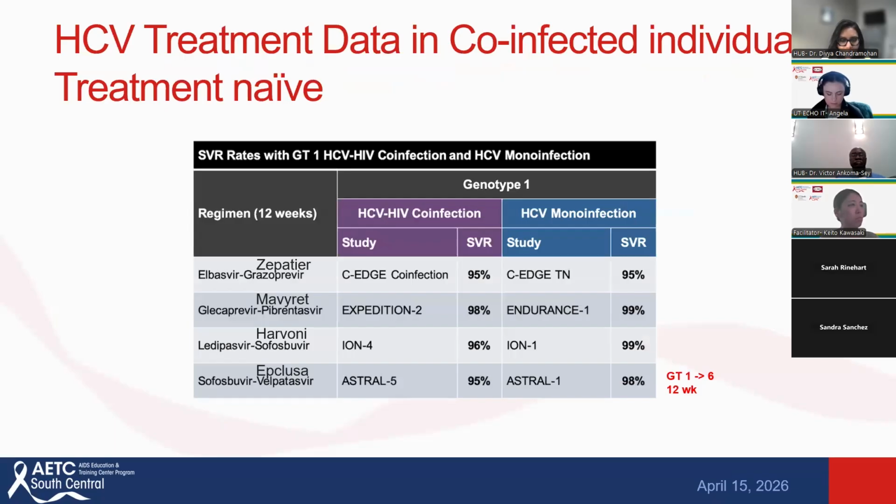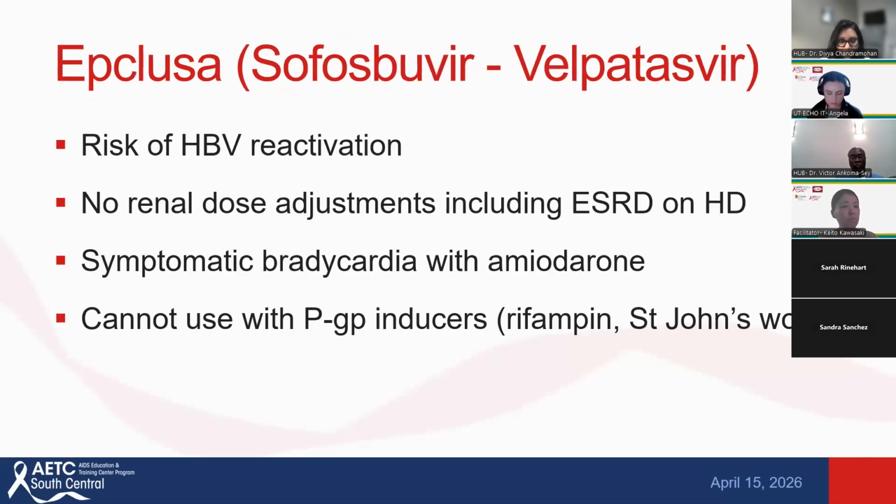And the last drug here is a pan-genotypic regimen, which can be used for any genotype, and it's also a 12-week regimen. Next slide, please. There is a risk of HBV reactivation, no renal dose adjustments, including ESRD on hemodialysis, symptomatic bradycardia with amiodarone, and it cannot be used with P-glycoprotein inducers. You'll notice this is very similar to the previous slide. It's because the drug label looks exactly the same. Next slide, please.